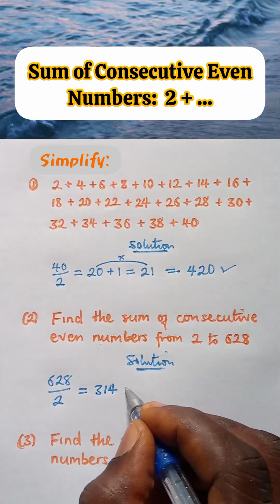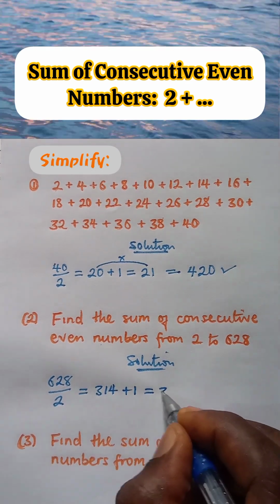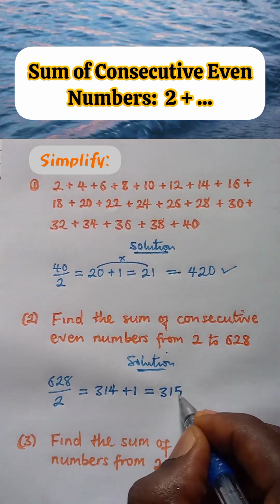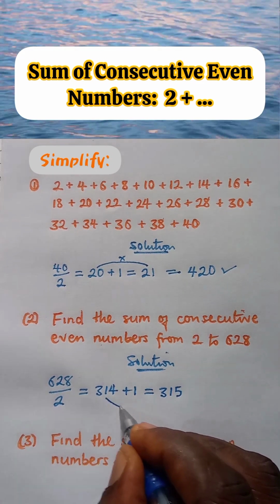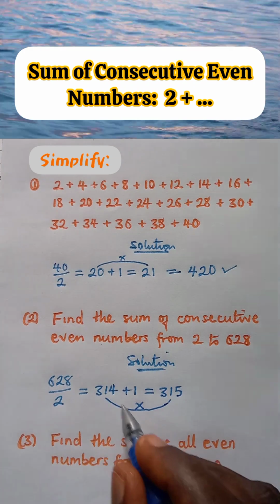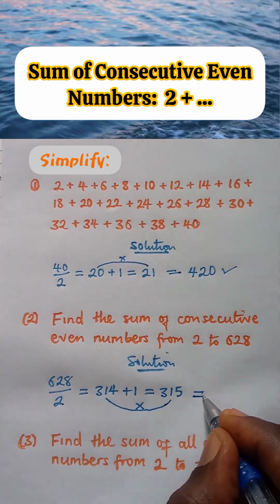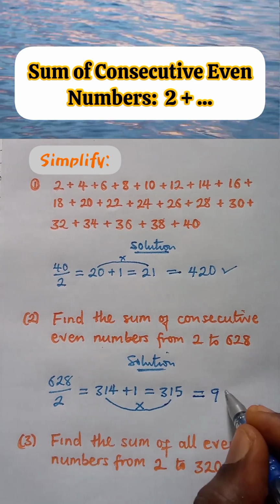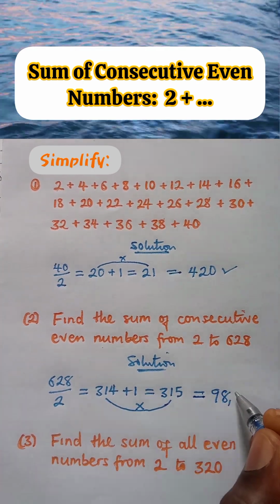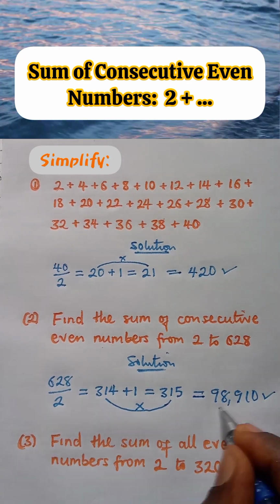Step 1. Next step, simply add 1 to 314, and that will give us 315. Next, multiply the 314 by 315. So 314 multiplied by 315, if you multiply this, it gives you 98,910, and this becomes the answer.